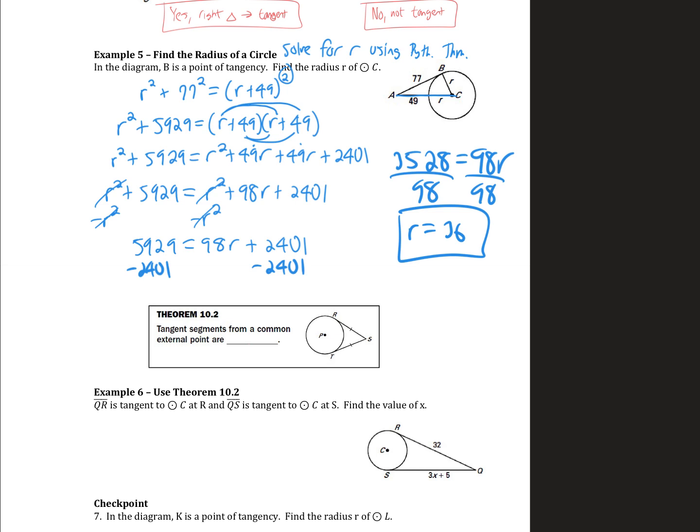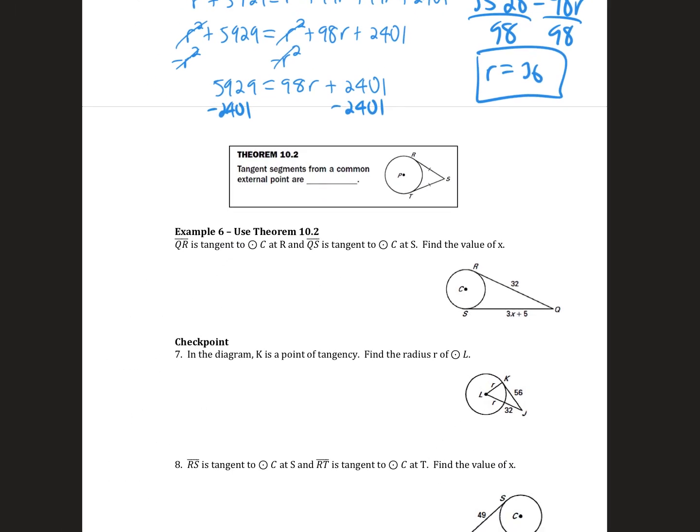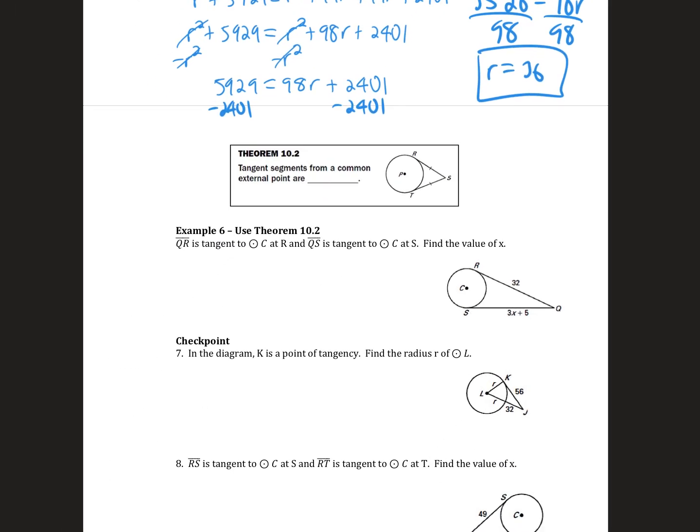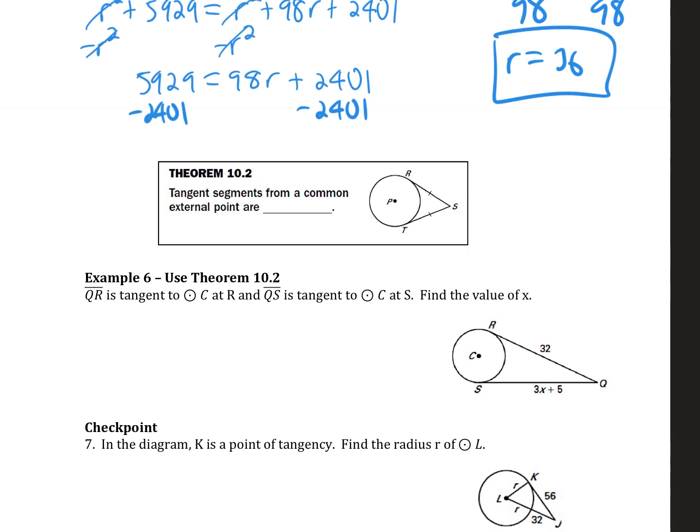Okay. Let's talk about one more theorem here, and then we'll do another example, and you guys will try a couple of checkpoints if you would like. Okay? All right. So tangent segments from a common external point, S, are going to be congruent. They're going to be what? Congruent. So basically, if they're tangent to the same point outside the circle, you just set them equal and you solve. Okay?